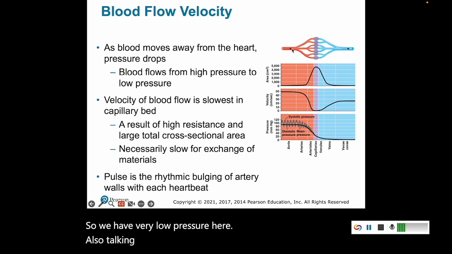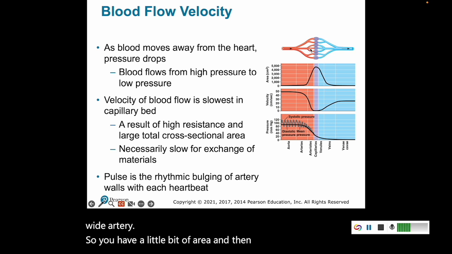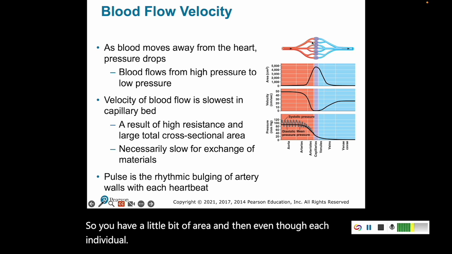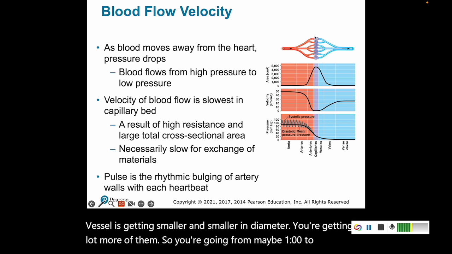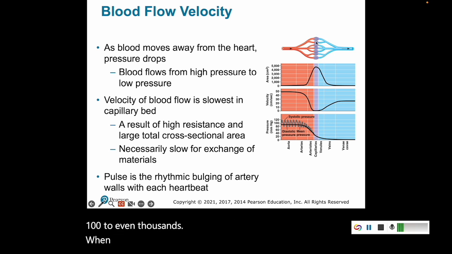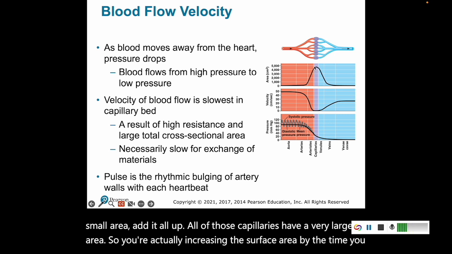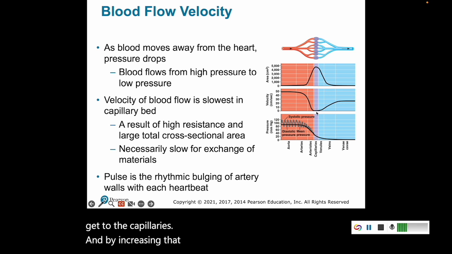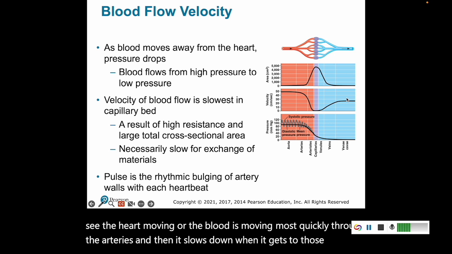Also talking about the area of the lumen. So here you have one wide artery. So you have a little bit of area. And then even though each individual vessel is getting smaller and smaller in diameter, you're getting a lot more of them. So you're going from maybe 1 to 20 to 100 to even thousands. So when you add it all up, even though each capillary has a very small area, all of those capillaries have a very large area. So you're actually increasing the surface area by the time you get to the capillaries. And by increasing that area, you are decreasing the velocity. So we see the blood is moving most quickly through the arteries, and then it slows down when it gets to those capillaries, and then maintains a little bit of flow through the veins.